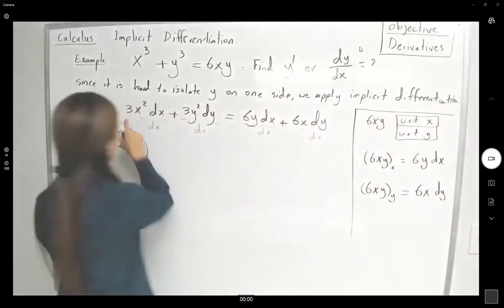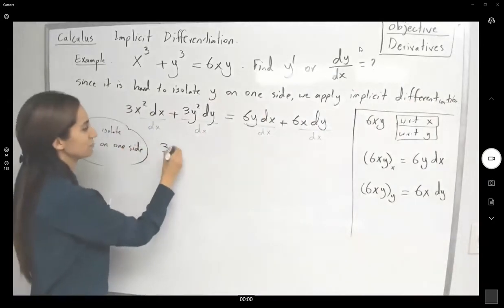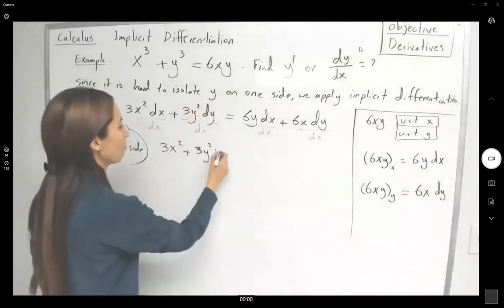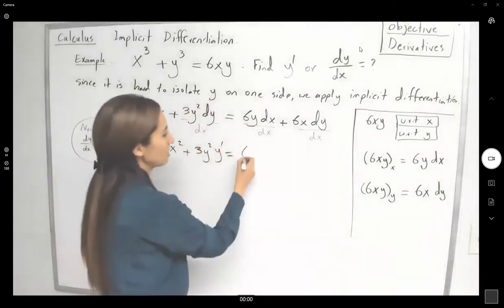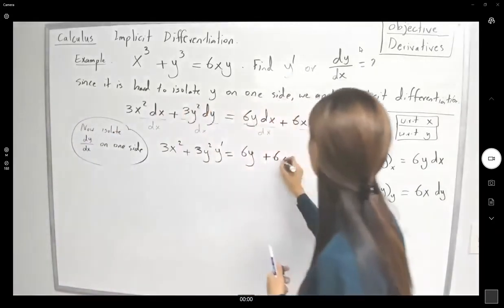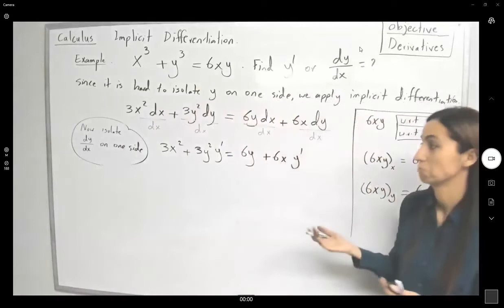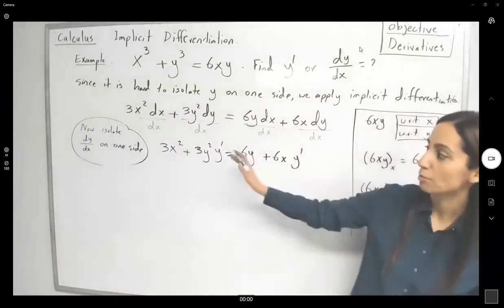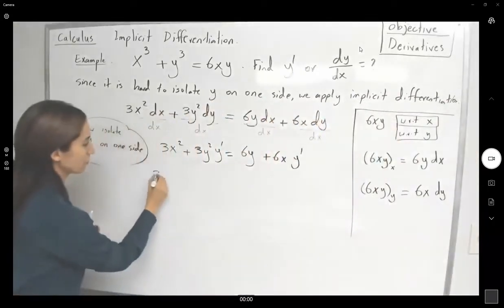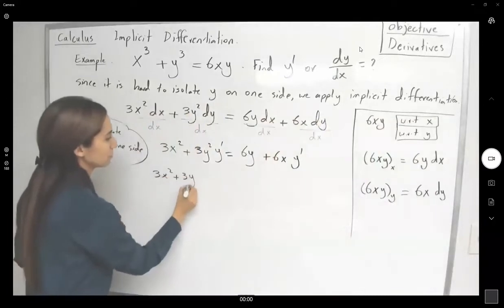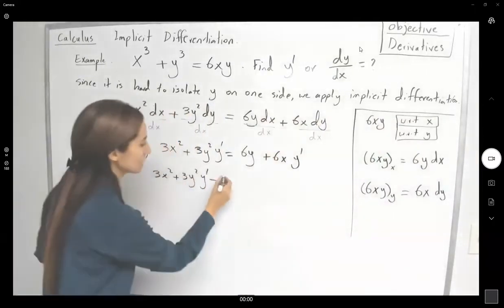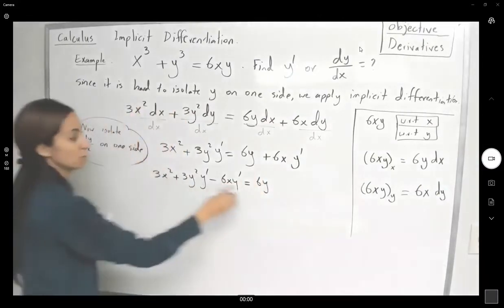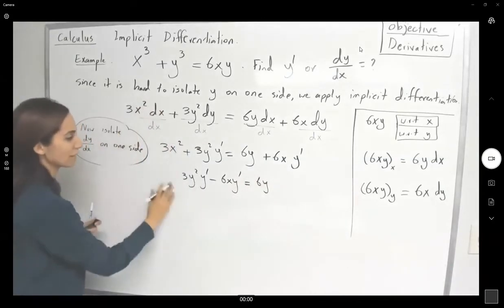You end up with 3x squared plus 3y squared times dy over dx, which has another notation, y prime, equals 6y plus 6x y prime. Okay, I have y prime on the left, I have y prime on the right. I have to do the subtraction step by step. Minus 6x y prime equals 6y. Now I have to bring this to the other side, so minus 3x squared.